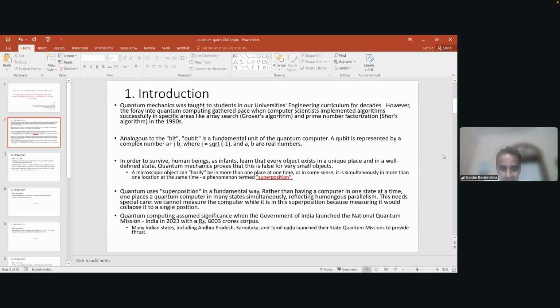The one feature that distinguishes quantum computing is how we look at a bit. The classical computer bit exists in the form of a 0 or a 1, whereas in the quantum computer it is represented as a complex number called the qubit, or quantum bit. That is, a state is represented as a plus ib, where i is equal to the square root of -1, and a and b are real numbers. This method of representing 0 and 1 was discovered almost 1 century back.